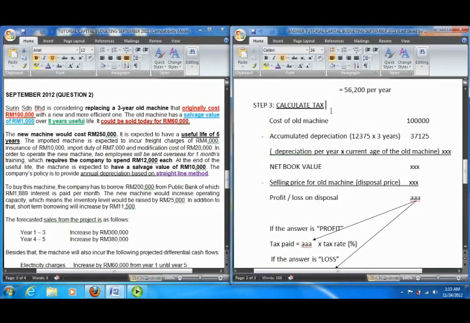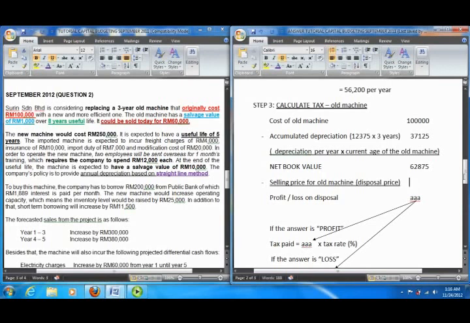Class, I want to remind you, you only calculate tax for your old machine. Clear? Alright, now you get the answer. Correct? So your accumulated depreciation is 37,125. Alright, class, 100,000 minus 37,125, you will get your net book value 62,875.